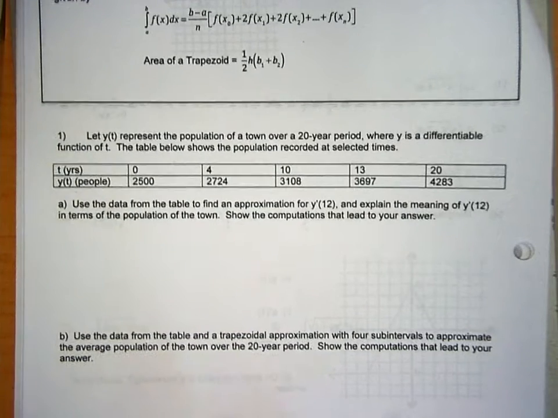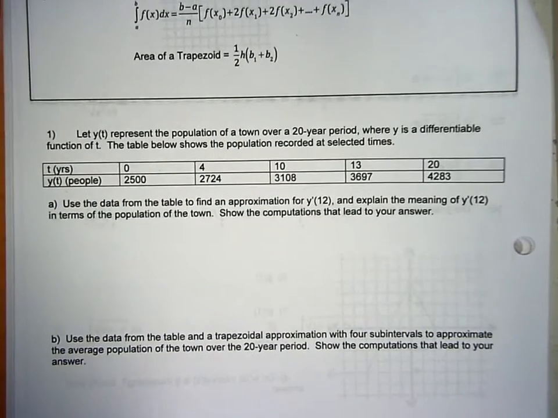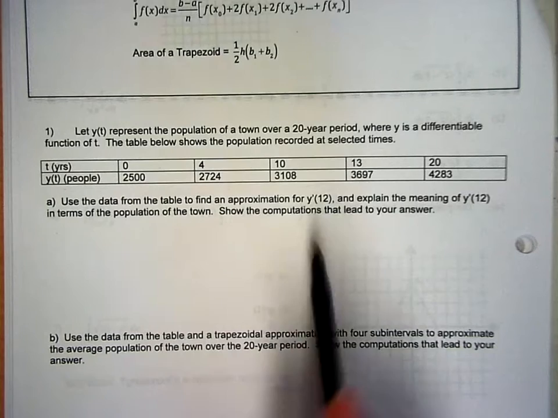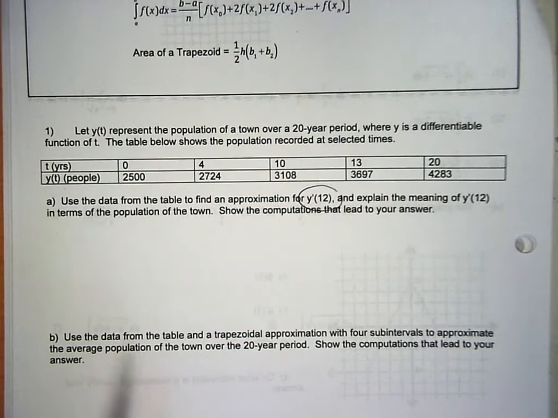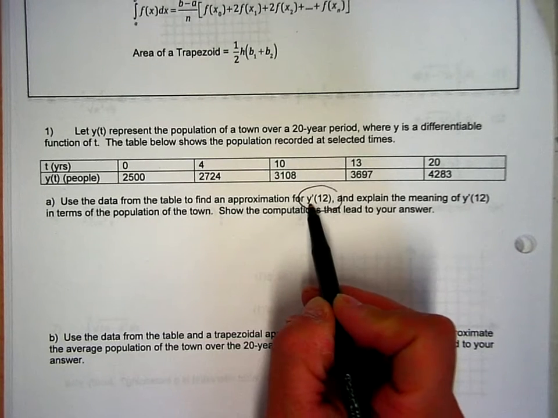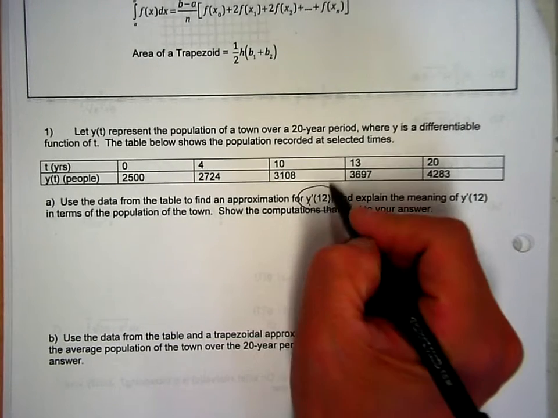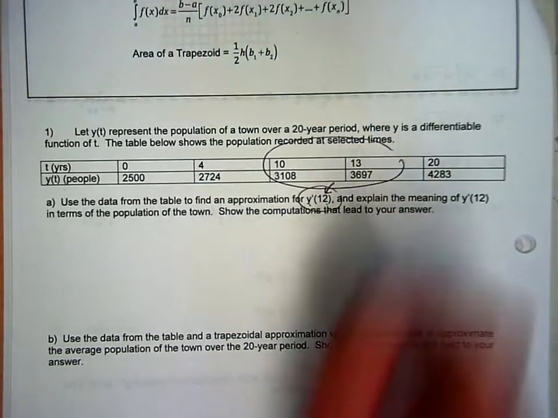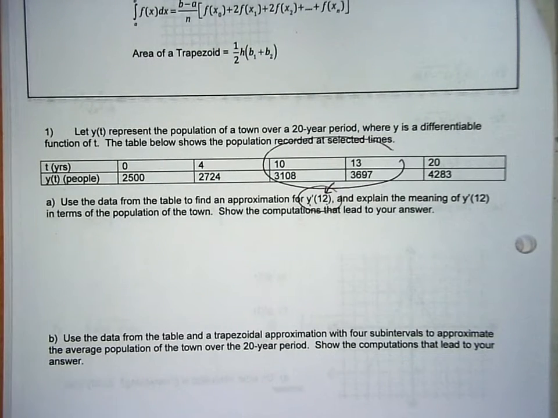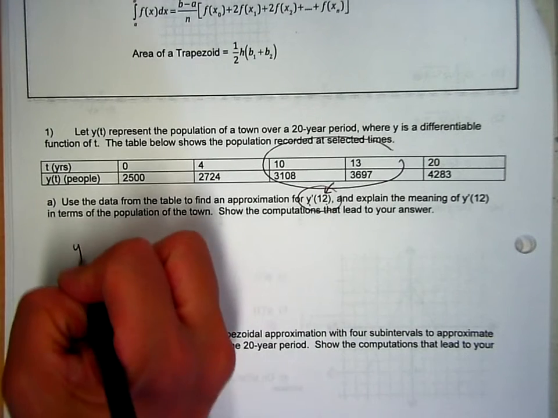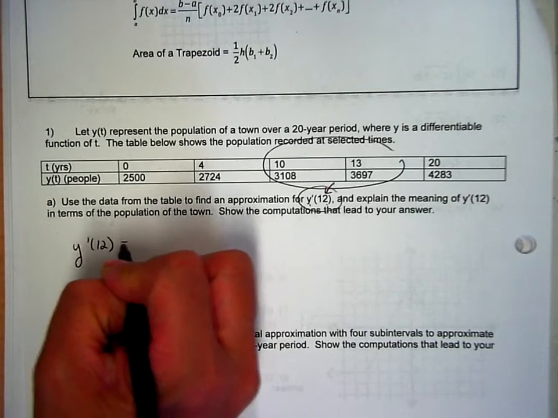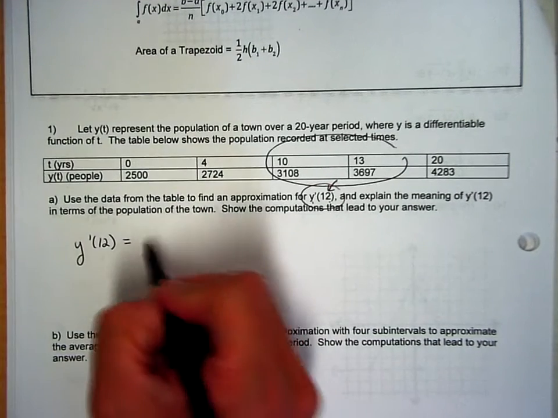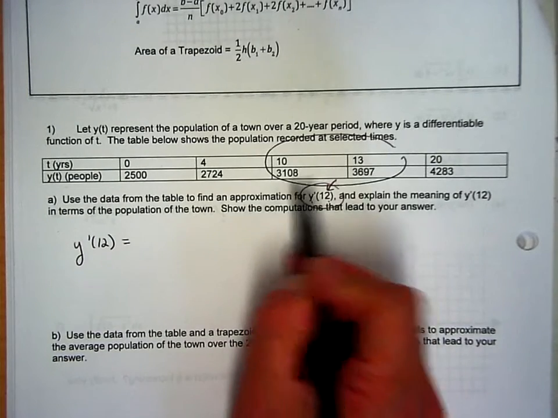Okay, this first question is going back to something from the way beginning. I want you to use this table to come up with an approximation for the derivative, or the rate of change. And we want to be able to explain that answer. So if I want to come up with the best estimate for what happens at time 12, I should use the 2 closest points, which would be at 10 and 13. So the best estimate for what happens at time 12 would be, remember, the derivative is just the slope.